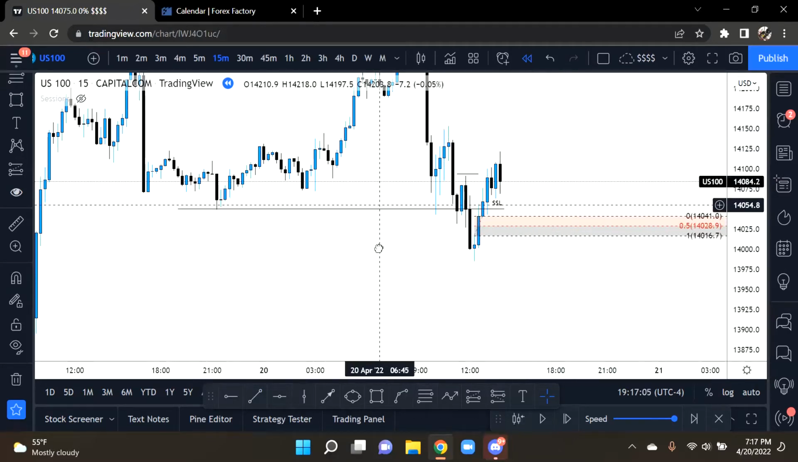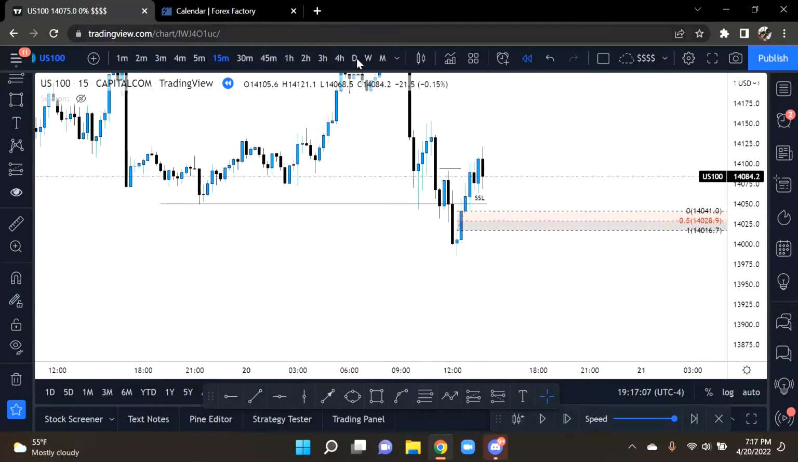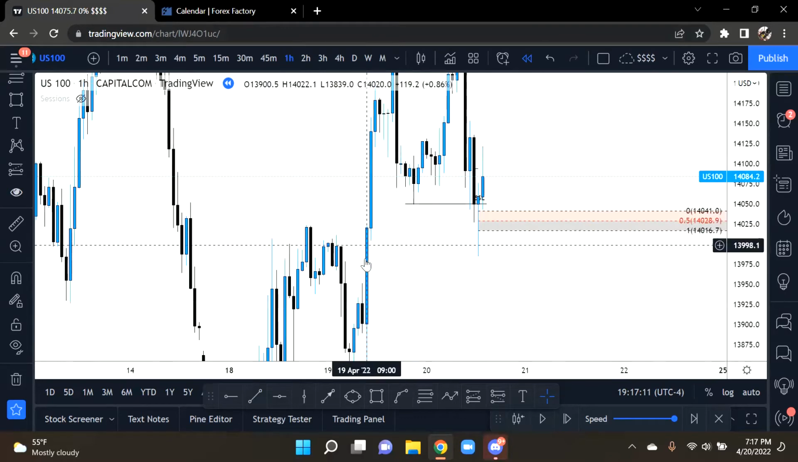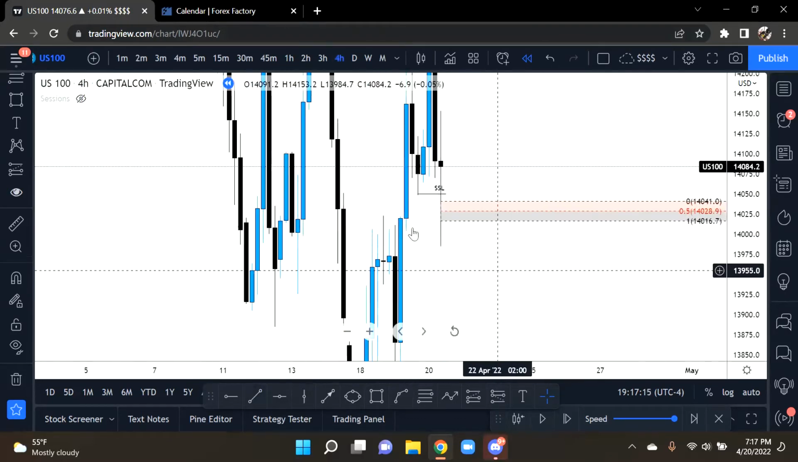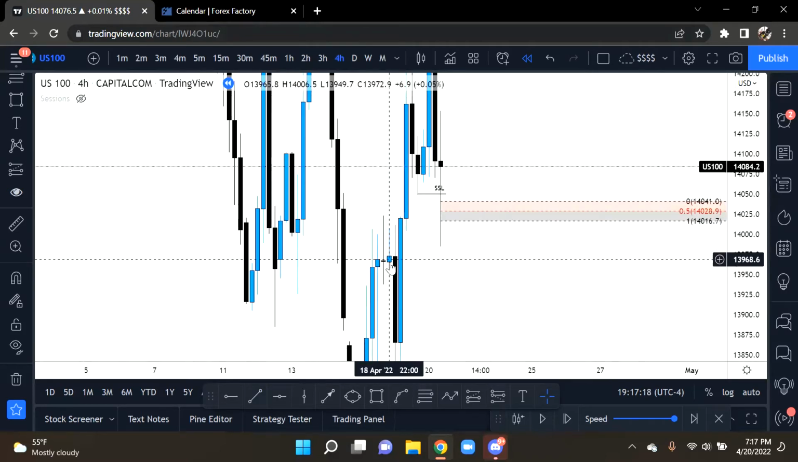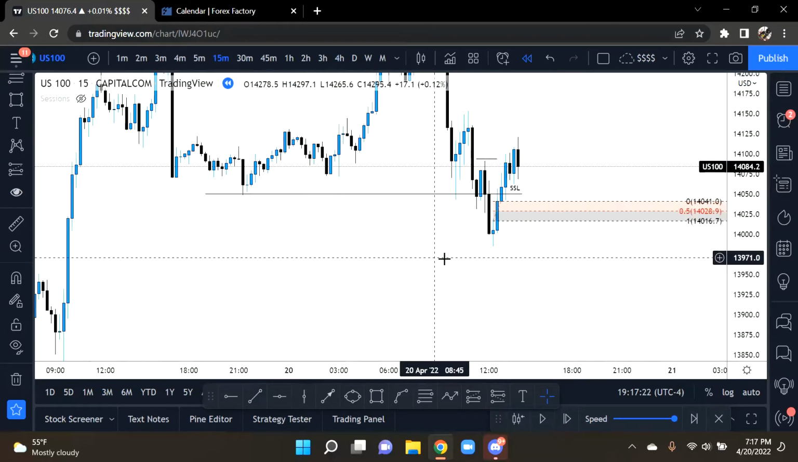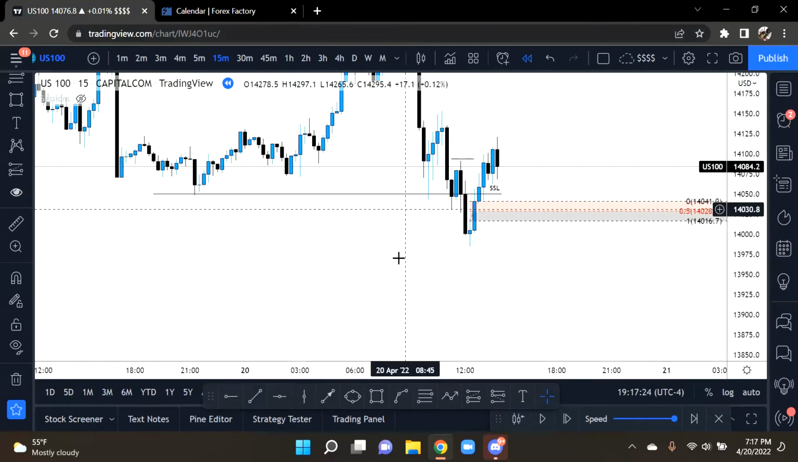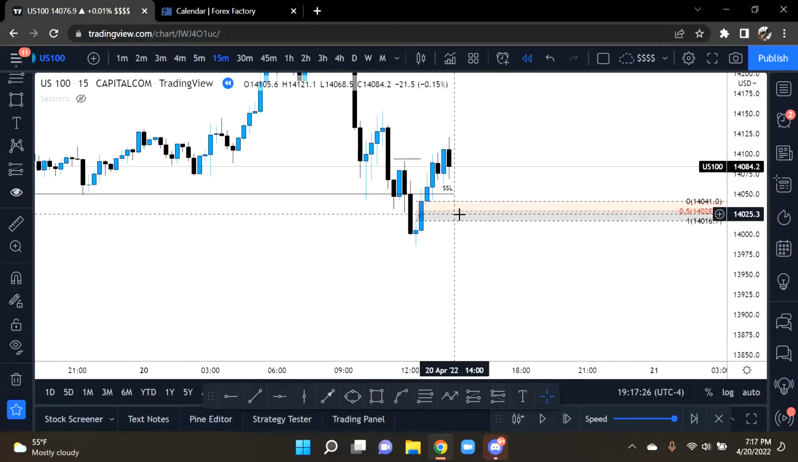But since, one, we have this fair value gap. Okay. Two, we have the order block. Now let's go back to the 15-minute time frame. Now, this will be a great entry if price gave it to us earlier in the day.